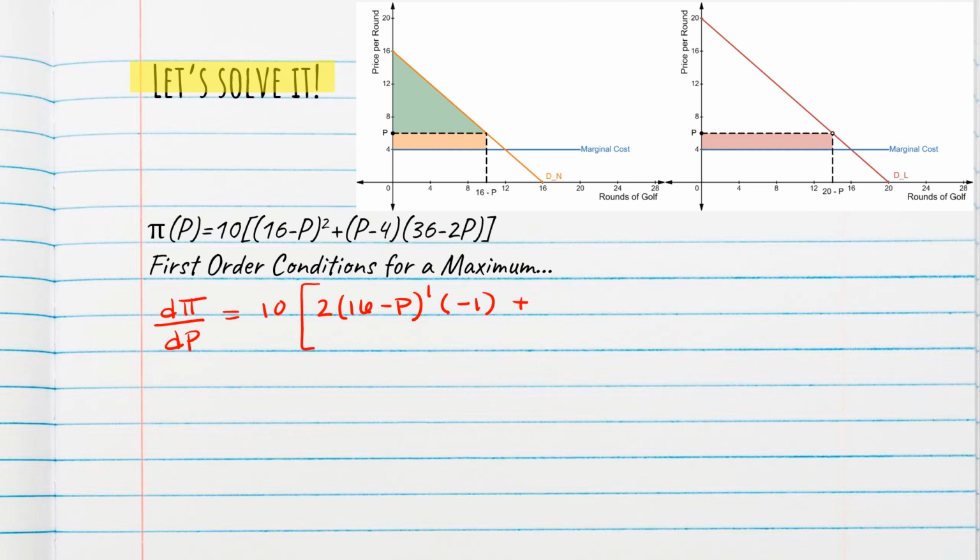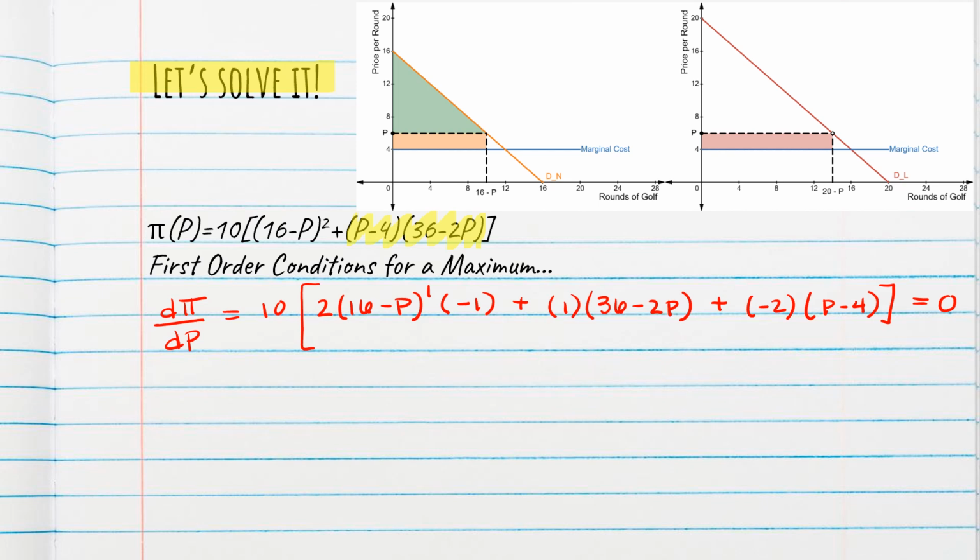Now I have to use the product rule to differentiate all of this because I have two functions multiplied together. The product rule says first we take the derivative of the first function, p minus 4, so the derivative of that is 1, and we multiply it by the second function, 36 minus 2p. Then we add the opposite. What do I mean by the opposite? I mean, now I'm going to take the derivative of the second function, 36 minus 2p, that derivative is negative 2, and I'm going to multiply it by the first function, not the derivative, but the first function itself. Phew, and I set this whole thing equal to 0.